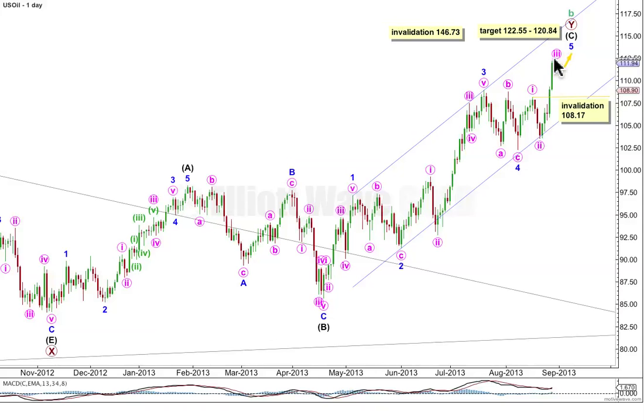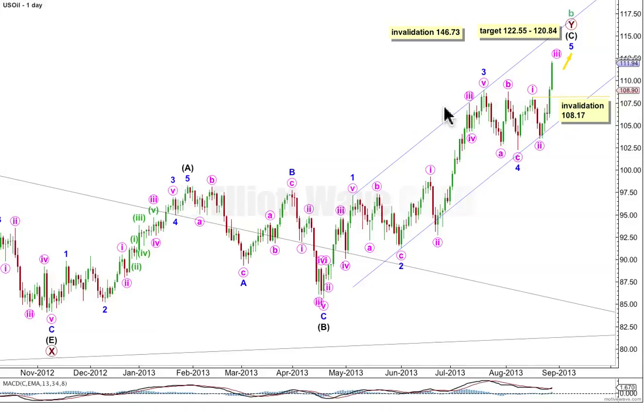Within minor wave 5, we probably don't have the end of minute wave 3 yet. We're still in a third wave, towards the end of it. When it's done, we'll have a fourth wave correction at minute degree, which can't move back into minute wave 1 price territory. At that stage, movement below 108.17 would invalidate this wave count at minor degree.